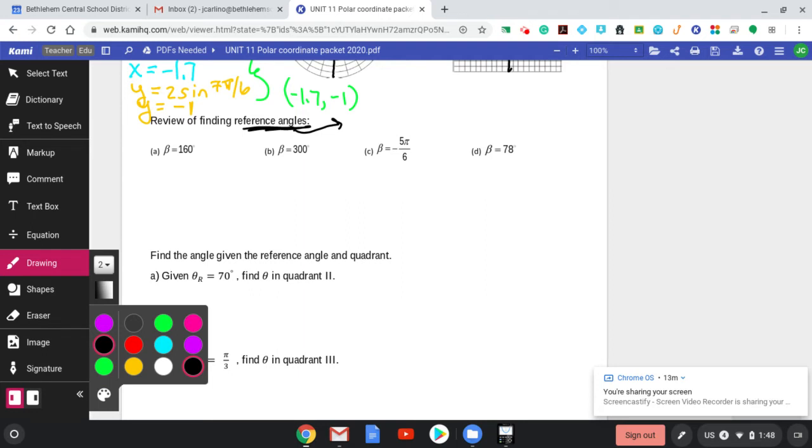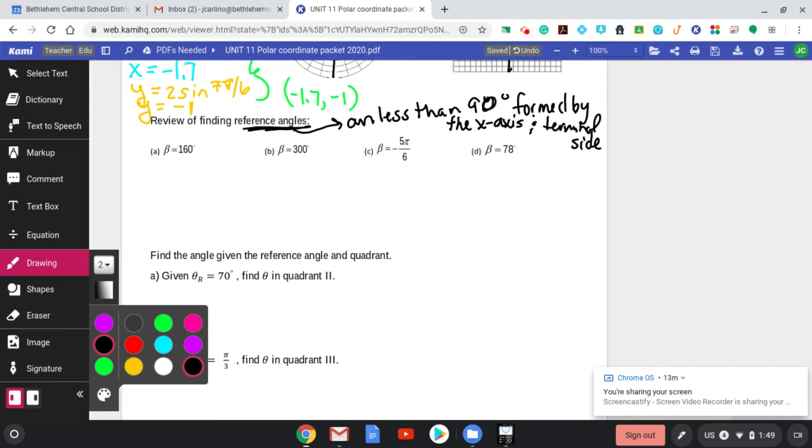Real quick, just what a reference angle was. It's an angle less than 90, an acute angle, formed by the x-axis and the terminal side. You might remember finding a bunch of these way back in the day, the reference angle. Okay, that's an angle formed by the x-axis and the terminal side.